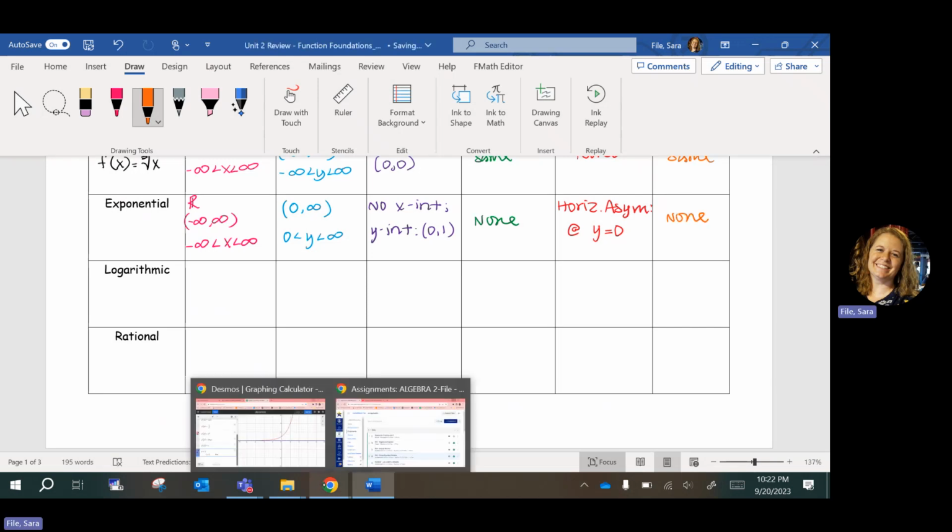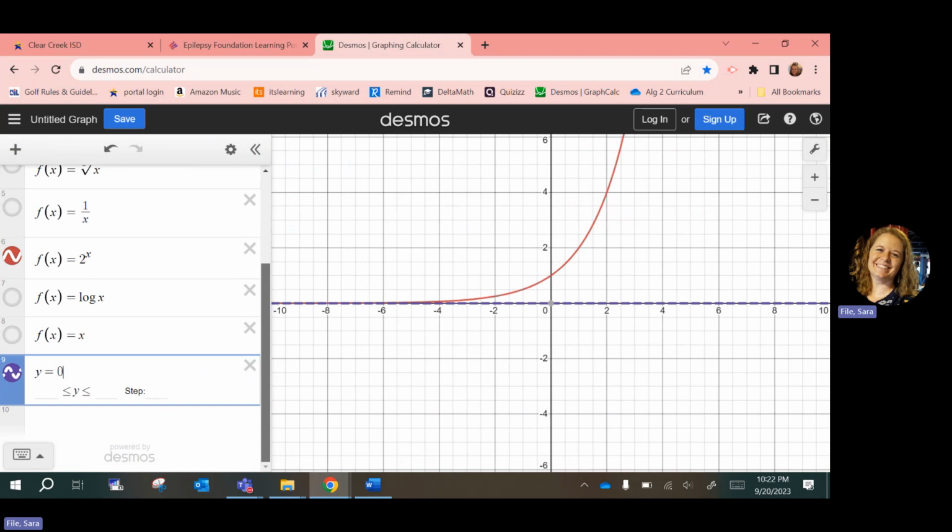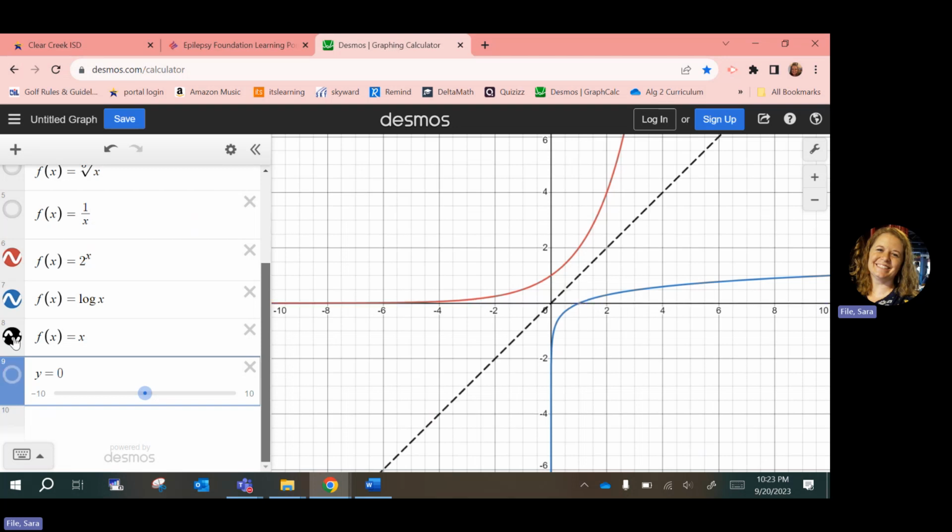Okay, now the logarithmic, that is the inverse function. I'm going to turn log on. Remember we talked about inverses are a reflection across the line y equals x. Look at that. The red is the exponential and the blue is the log. Okay, so turn the exponential off. We're just going to look at the log for now.